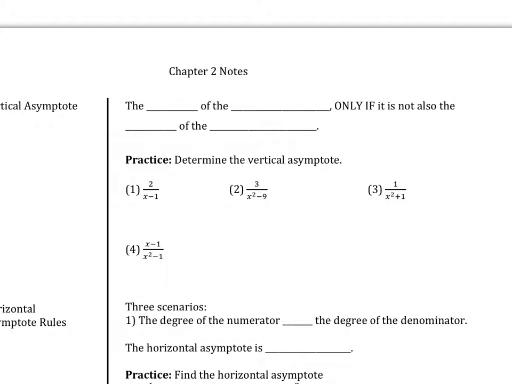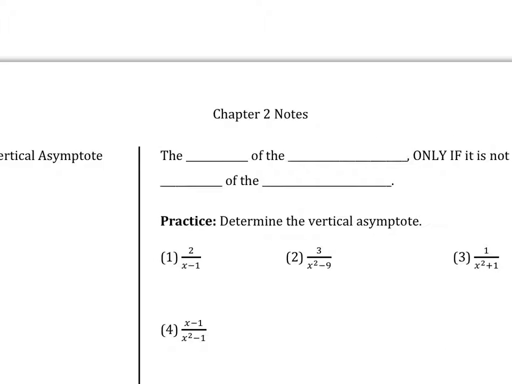All right, vertical asymptote, just another review. I know we did this last chapter already, but it's going to come back a lot. So let's review it again. So it's going to be a vertical asymptote only if the 0 of the denominator. So remember, if you have a 0 in the denominator, it usually causes a vertical asymptote. But only if it is not also the 0 of the numerator.